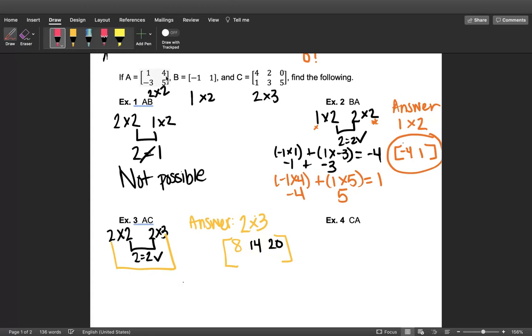So for second row, first column, -3 times 4 plus 5 times 1. -3 times 4 gives me -12. 5 times 1 gives me 5. So -12 plus 5 gives me a -7.